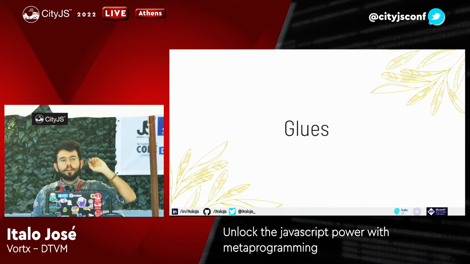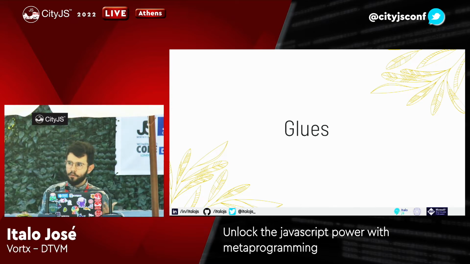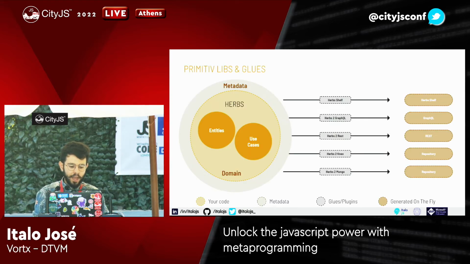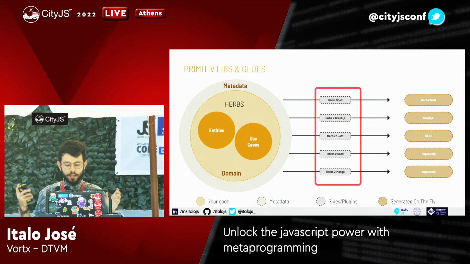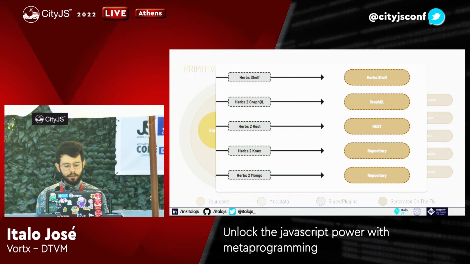So, okay, it's the domain, entities, and use case. So what about the glues? The glues, as I said before, is another library that will read your use case and read your entities and will provide you something. For example, we have the entities and use case, and we have the glues. We have many glues. This is not all the glues, it's just some examples. So, for example, we have the HerbsJS. HerbsJS is a glue that will read your use case and entities and will generate your documentation. So, as you already typed the descriptions, the request, the response, and everything else, everything about your business requirement will be documented in the result.